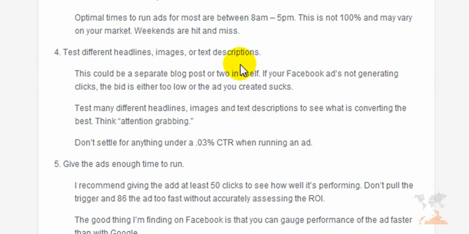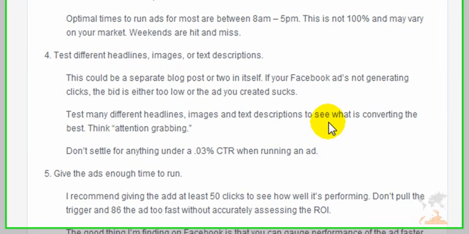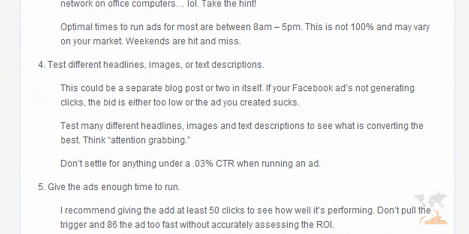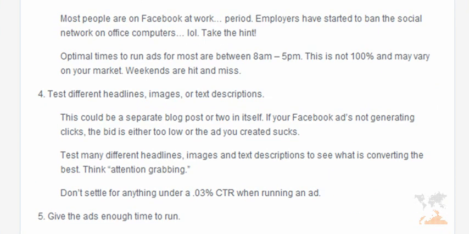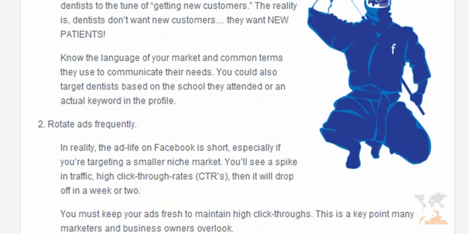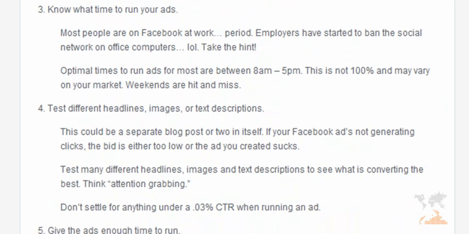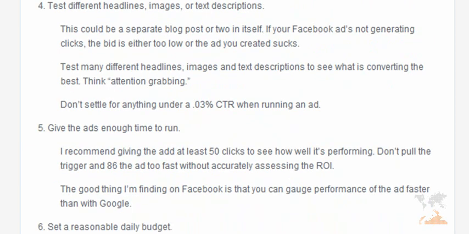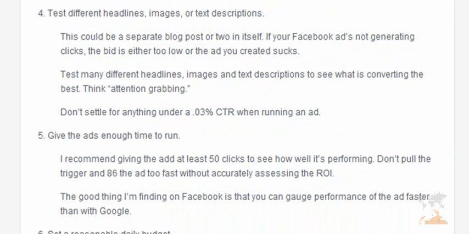Test different headlines, images, and descriptions. Could be a separate blog post or two in itself, or just a separate series of videos on testing alone. But you want to test many headlines, you want to test many images and descriptions. Of course, you need to understand that the image itself accounts for over 70% of the reason why somebody would click your ad. So sometimes cartoon images work exceptionally well. You want to make sure that you create pattern interrupts within your images. Again, they should really stand out.